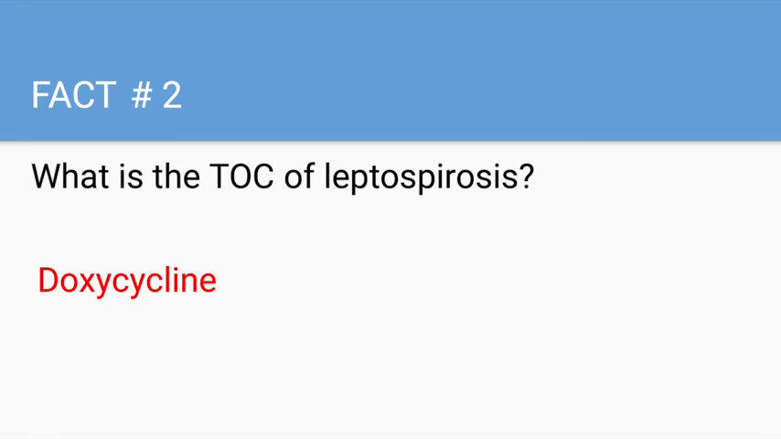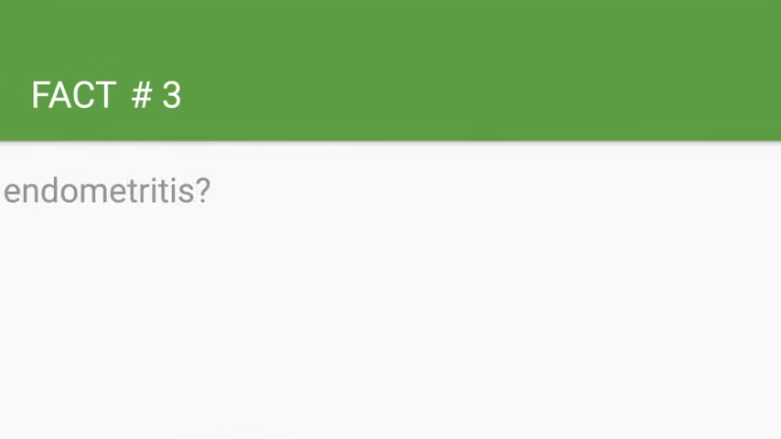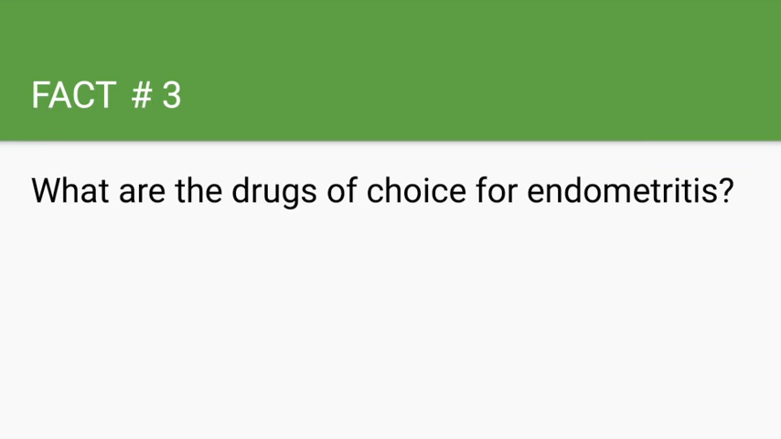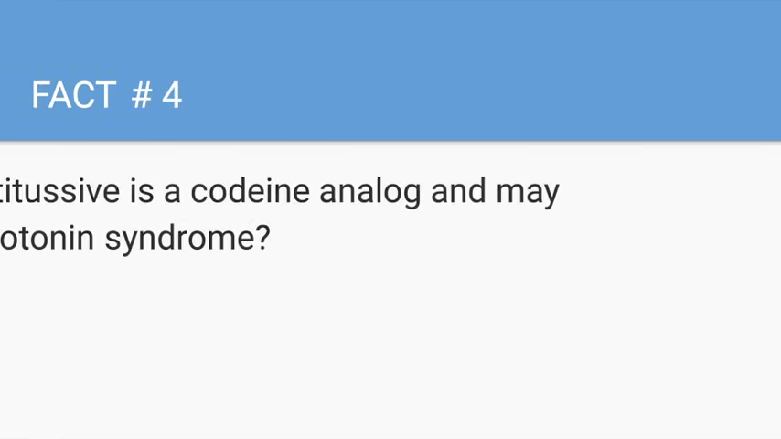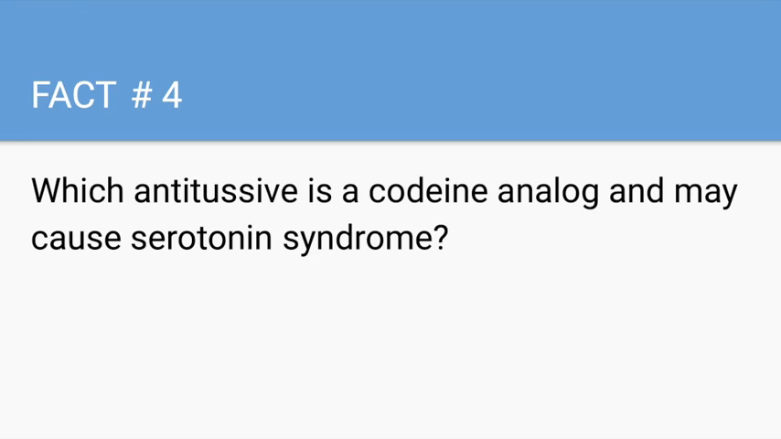What are the drugs of choice for endometritis? So this can be remembered with the mnemonic ECG. Endometritis is treated with clindamycin and gentamicin. ECG, clindamycin and gentamicin. Which antitussive is a codeine analog and may cause serotonin syndrome? Dextromethorphan.